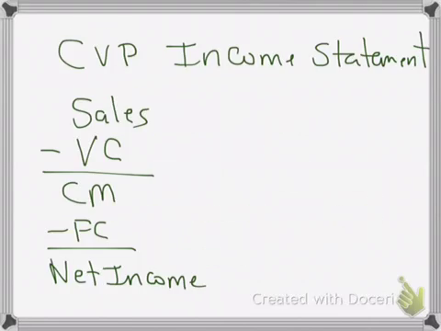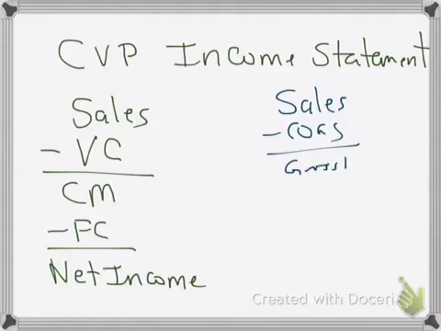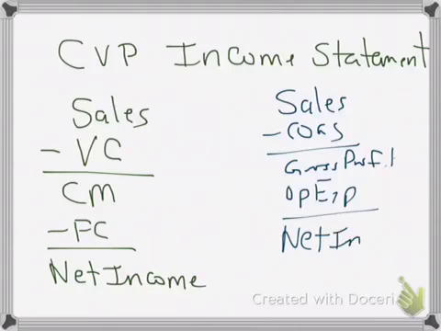Now, the CVP income statement is a little bit different than what you've seen before with your income statements. Up to this point, we've had our sales minus our cost of goods sold gives us our gross profit, and then we look at our operating expenses, and we get our net income.